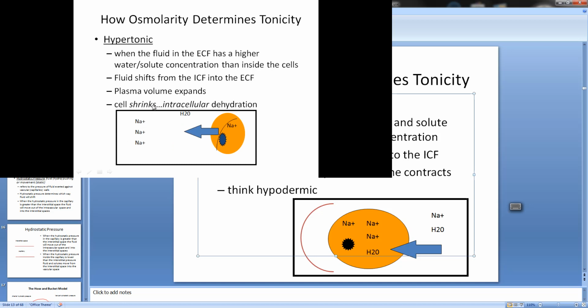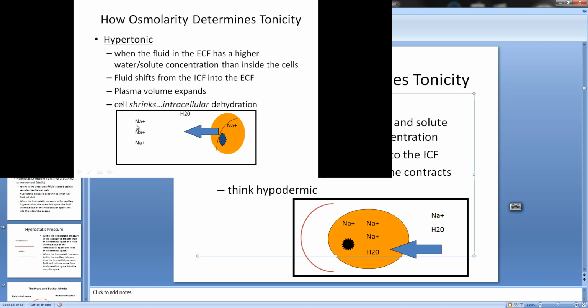And then the opposite is true. When the fluid in the extracellular space has a higher water solute concentration than the outside of the cells, as marked by this increased number of sodium ions on the outside versus only one on the inside, fluid shifts from the ICF into the ECF. The plasma volume expands. The cell shrinks. You actually end up with an intracellular dehydration, as you see how the water moves out of the cell.